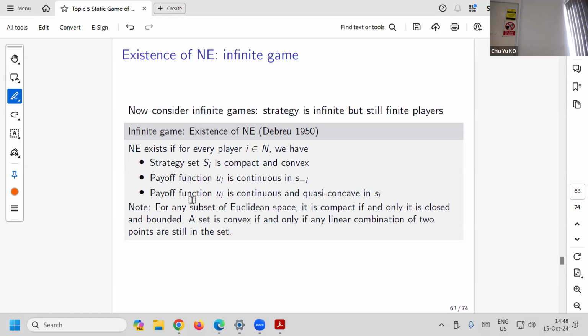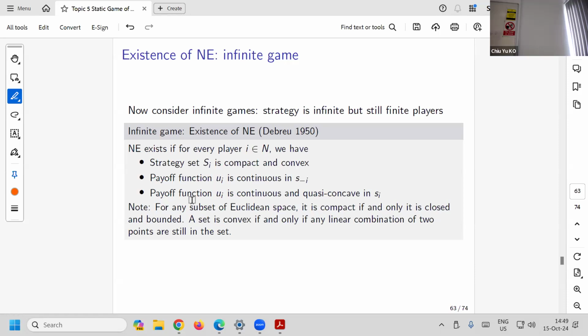And the last one is slightly not so easy. Continuous is fine, but this is quasi-concave. It's slightly a little bit hard to check. But as long as you really assume this exists, in general you would make your model follow this assumption, and then make sure that you have the problem solved. So as long as this is satisfied, an equilibrium exists.